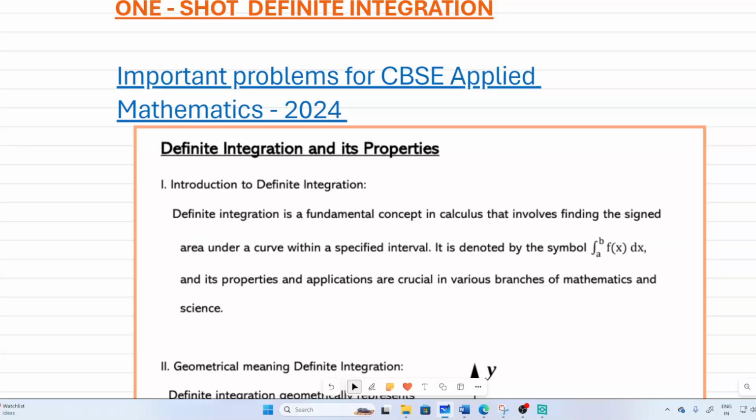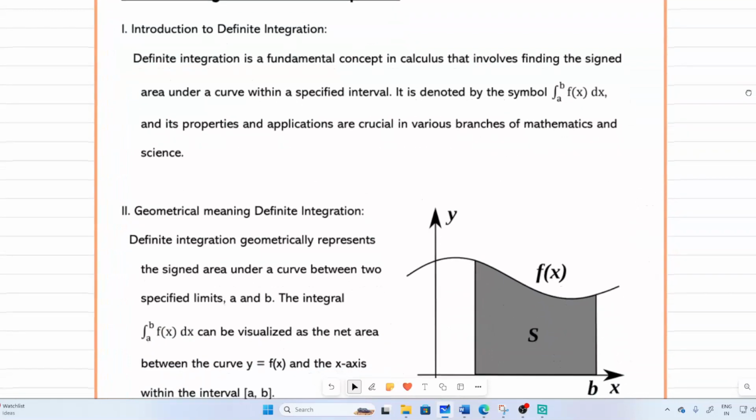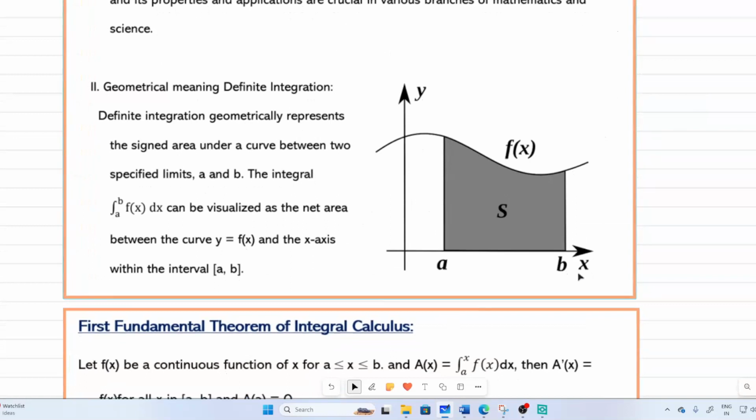As a student of applied mathematics, you will do the sums where application is directly involved with the concept of definite integration. When you are going to revise it for your board examination, you must remember the meaning of definite integration, that a to b f(x) dx, for a function which is continuous in the interval a to b, the interval is x greater than or equal to a, less than or equal to b.